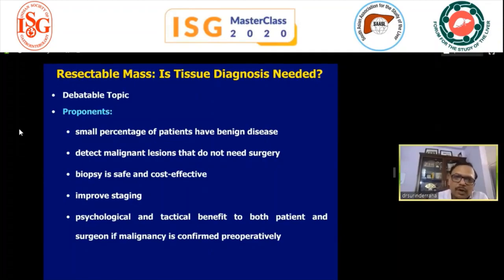The proponents of acquiring a tissue will say that small percentage of patients have a benign disease like tuberculosis, especially in our country. It can detect malignant lesions that don't need surgery, like lymphoma for metastasis. Biopsy is safe and cost-effective. Studies have shown that it improves our staging capability, and more importantly, it gives a psychological and tactical benefit to both patient and surgeon if malignancy is confirmed preoperatively.